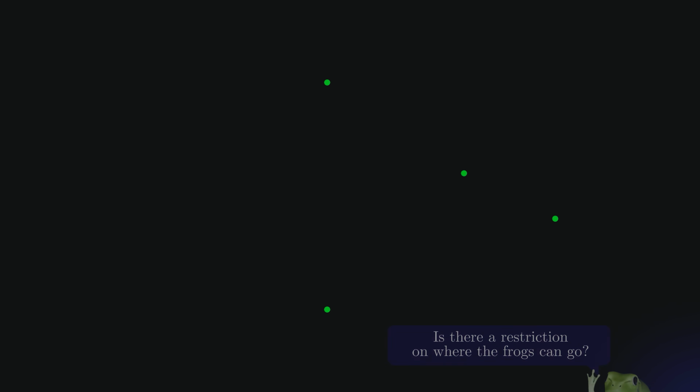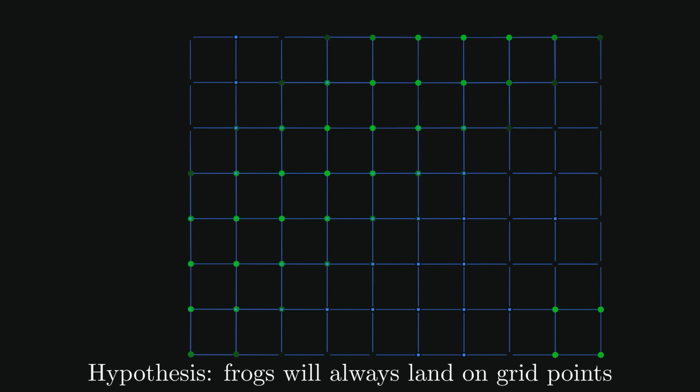A natural question you might ask is whether there is some restriction on where the frogs can end up. We'll keep track of previous frog positions and make some jumps. It looks like the frogs are confined to points of the grid formed by duplicating the original square. Now we can form a hypothesis. Frogs will always land on grid points.